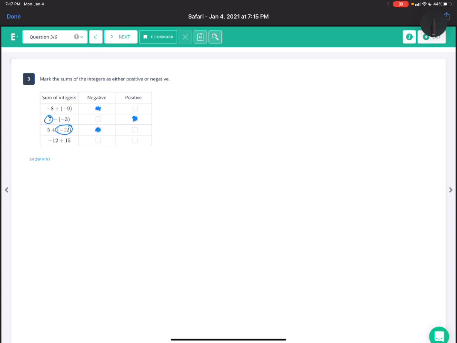Okay? And for the last one, I have -12 plus 15. 15 in this case would be the number with the greatest absolute value. Now, I know sometimes my students may say the bigger number, but if you see it like that, that's fine. But since 15 has the greatest absolute value, our answer would be positive.